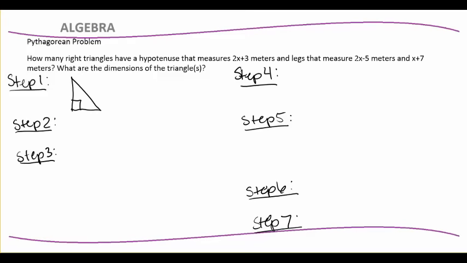How many right triangles have a hypotenuse that measures 2x plus 3 meters and legs that measure 2x minus 5 meters and x plus 7 meters? What are the dimensions of the triangle or triangles?